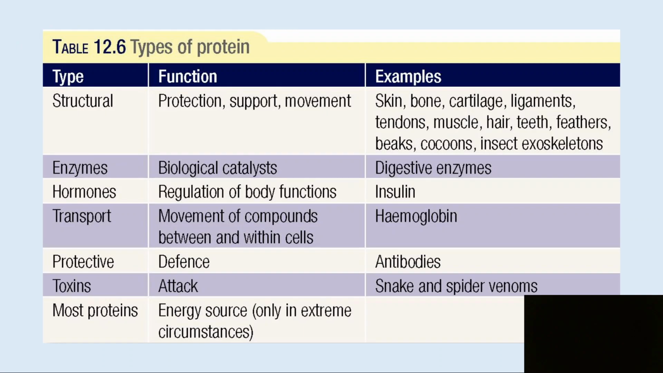Types of protein. You don't really need to know the types, but it's helpful to understand the importance of proteins in our body. Structural, protection, support, movement: skin, bone, cartilage, ligaments, tendons, muscles, hair, teeth, feathers, beaks, cocoons, insect exoskeletons are all protein-based. Bone is also slightly ionic-based as well. Lots of the others are proteins.